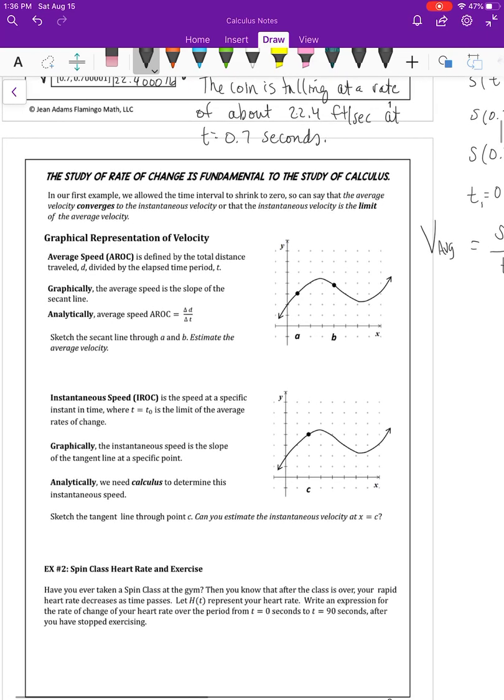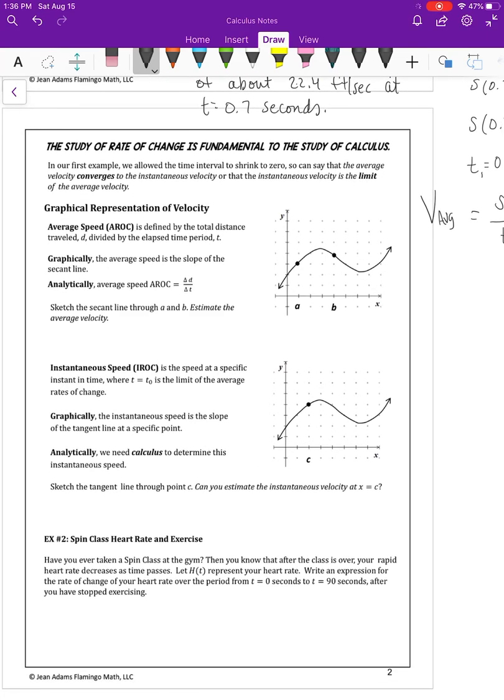So the study of rate of change is fundamental to the study of calculus. In our first example, we allowed the time interval to shrink to 0. So you can say that the average velocity converges to the instantaneous velocity, or that the instantaneous velocity is the limit of the average velocity. So that concept of limit is going to be coming up here. We're doing estimates now, but we're moving you towards that concept of limit.